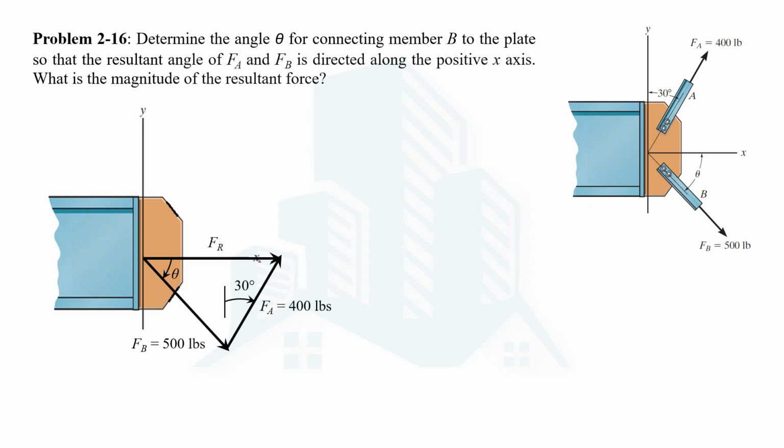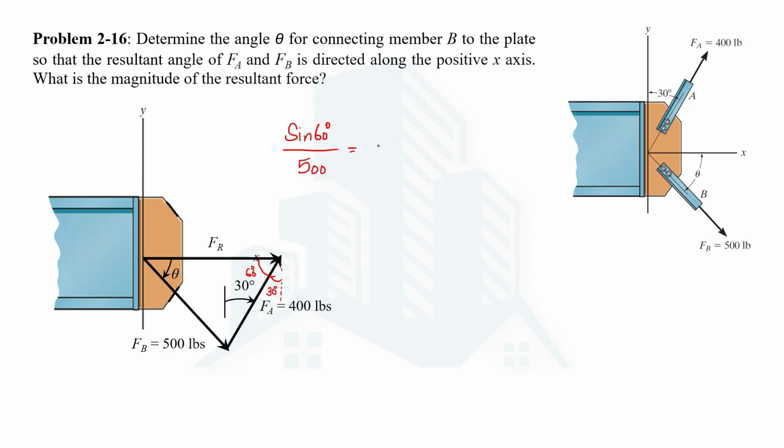But somehow we can get this angle, because if this angle is 30 with the positive y-axis, then this opposite angle will also be 30. If this is 30, then this will be 60 in order to make it 90 from x to y. So we know this interior angle. So we can have one term of the sine law, that is sine 60 divided by the magnitude of the opposite side, which is 500 pounds, the FB force.